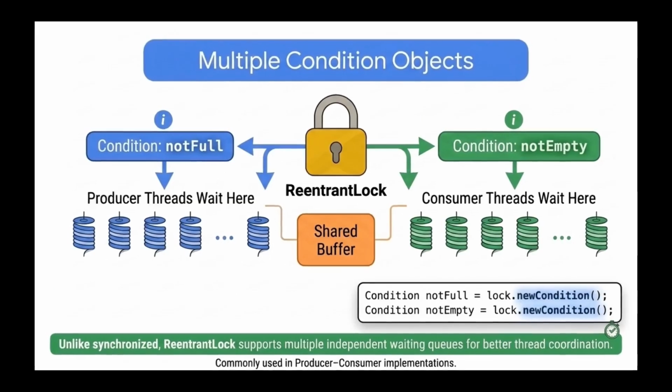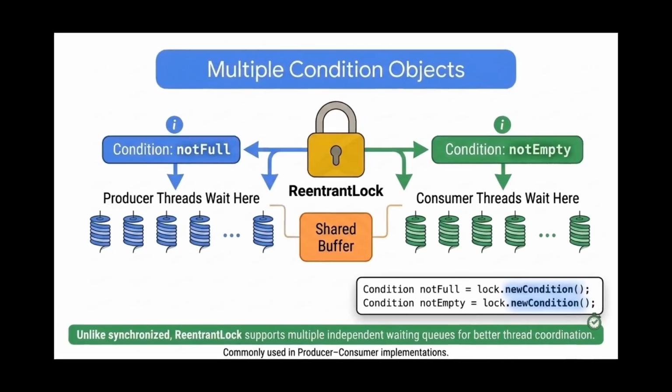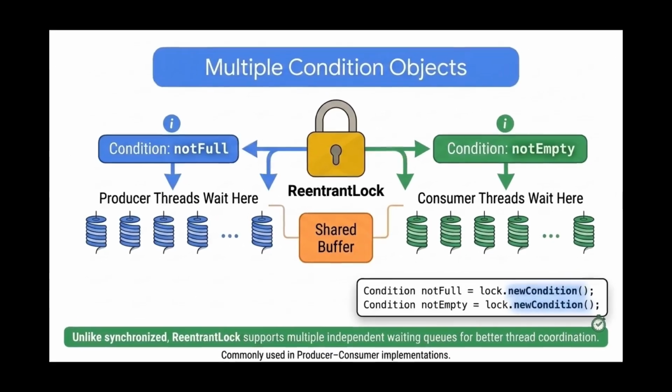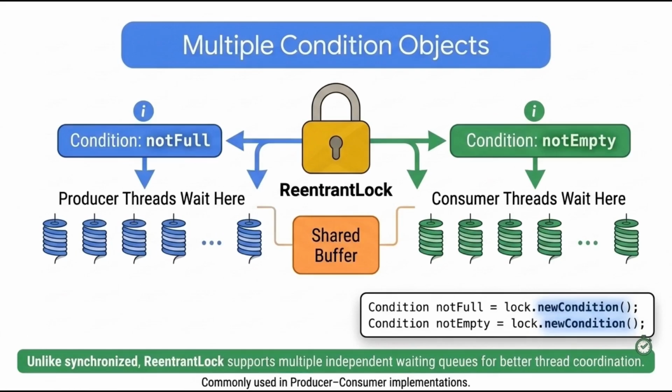Another advantage of ReentrantLock is support for multiple condition objects. With the synchronized keyword, every object has only one waiting queue. ReentrantLock allows you to create multiple condition queues. For example, producers can wait on one condition while consumers wait on another. This provides much finer control over thread communication.